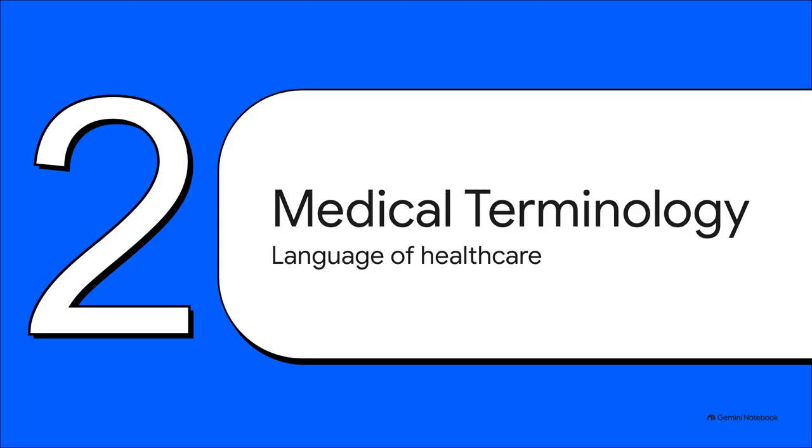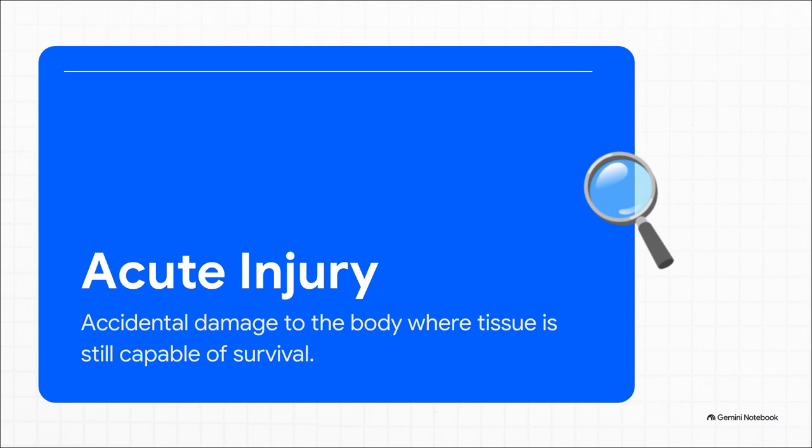Moving on to Section 2, Decoding Medical Terminology, the language of healthcare. Now that we know who makes the rules, let's see how we actually translate the condition of the human body into codable language. As a coder, you've got to meticulously differentiate between acute and chronic injuries because this status directly dictates the treatment administered and ultimately the code you assign.